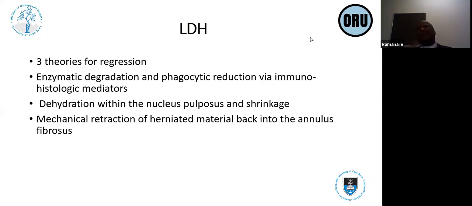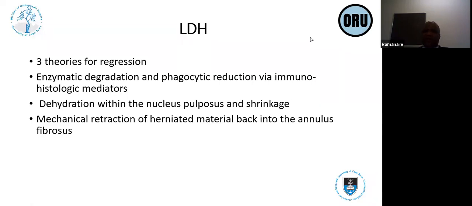However, be aware that the sequestrated and the extruded discs are also the most painful. Because they affect a broader area, that initial inflammatory process irritates the nerve, and those patients can be in severe pain. So you've got that scenario where the one that's going to resorb the best is also the one that's going to present the worst to you. But that's why you need to give all these patients time to allow this phagocytotic and immunohistological regression to occur. They also postulate that as this exposed disc dehydrates, it shrinks back into the disc space.